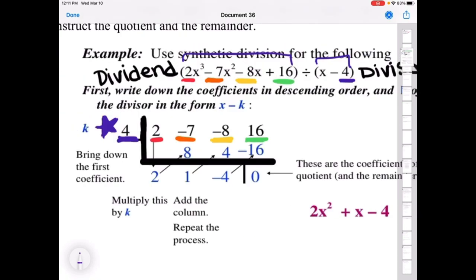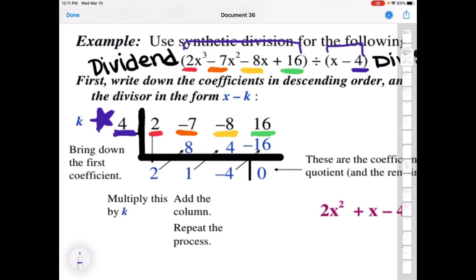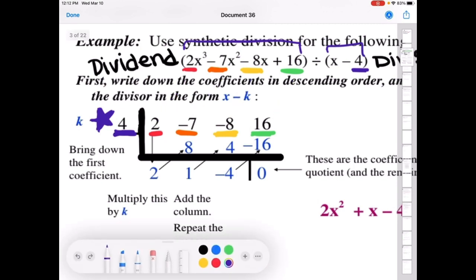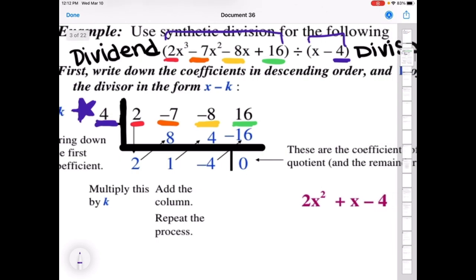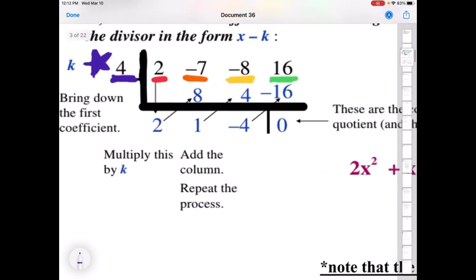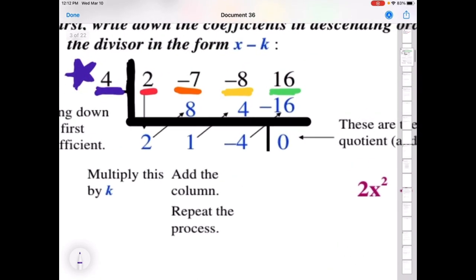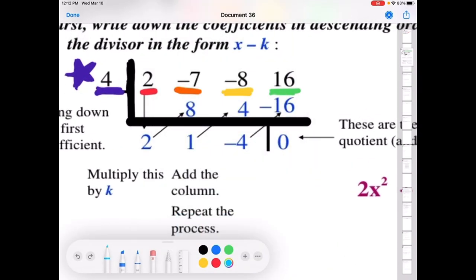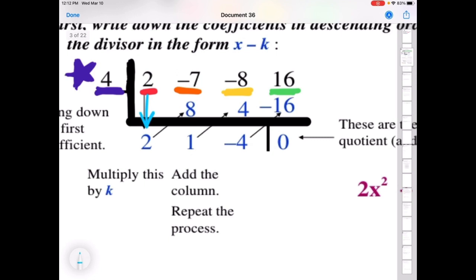If you look at the dividend, underlined in red, orange, yellow, and green, are the coefficients. We're going to be taking those exact coefficients and bringing them down so that we can use them for our synthetic division. So we're not paying attention to the variable at all. We're just using the coefficients. Okay, so whenever you set this up, the first step that you're always going to take is to bring down this first coefficient. You don't do anything with it yet. You just bring it down.